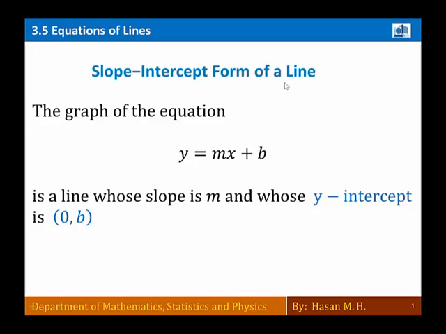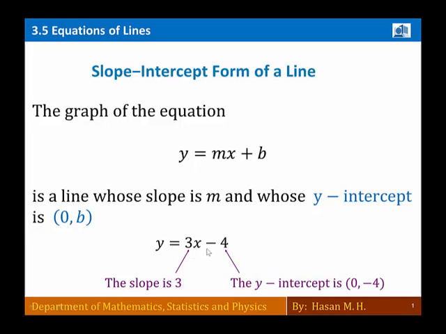Slope-intercept form of a line. The graph of the equation y equals mx plus b is a line whose slope is m and whose y-intercept is (0, b). For example, if I have the equation y equals 3x minus 4, that means the slope is 3 and the y-intercept is (0, -4).